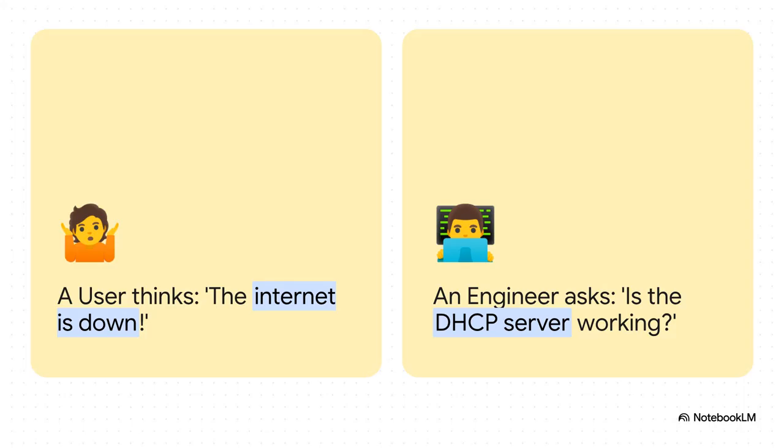And this is the whole point. This knowledge completely changes how you see the problem. A user sees some random connection error and just thinks, the internet is down. But someone who gets IP addresses, they see a device screaming for help, and they start asking the right questions, like, is the DHCP server on the router working? That's the thing that hands out the addresses. See the difference? You're not just seeing the symptom anymore. You're looking for the actual cause.